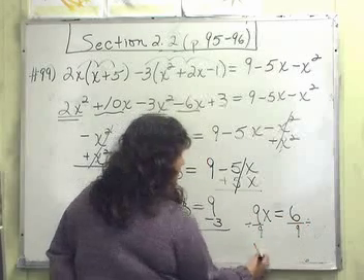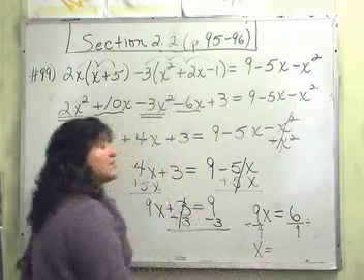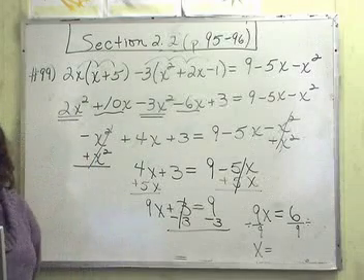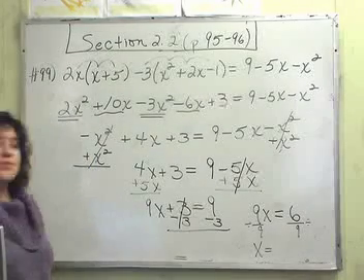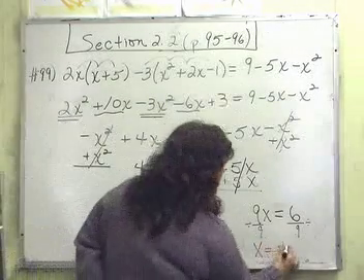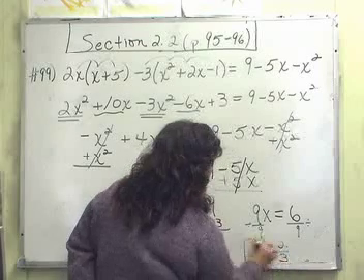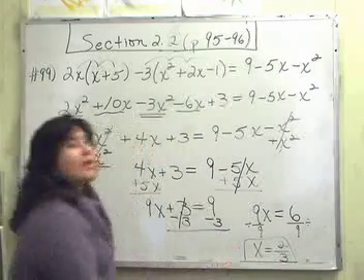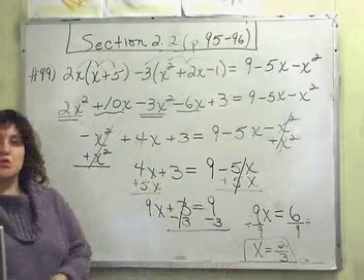9 divided by 9 is 1. 6 divided by 9 will be a decimal value, but I'm going to reduce the fraction. 6/9 reduces to 2/3, and that is your final answer. X equals 2/3.